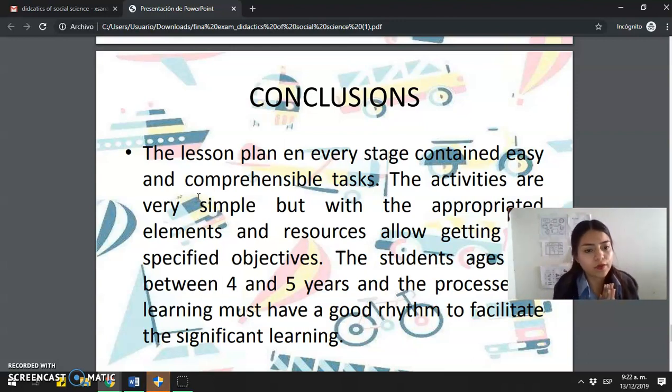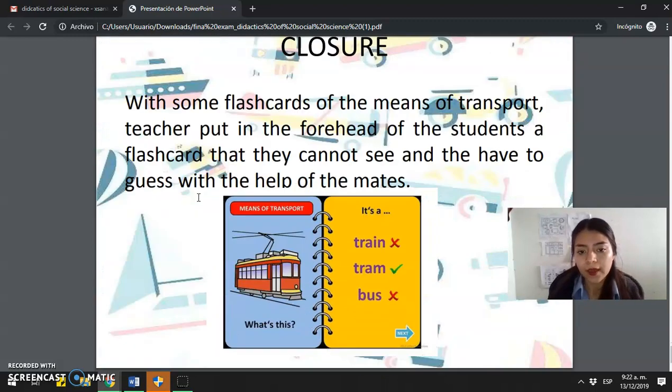The conclusions of the lesson plan. The lesson plan in every stage contains easy and comprehensible tasks. The activities are very simple, but with the appropriate elements and resources they allow getting the specified objectives. The students' ages are between 4 and 5 years, and the processes of learning must have a good rhythm to facilitate significant learning.